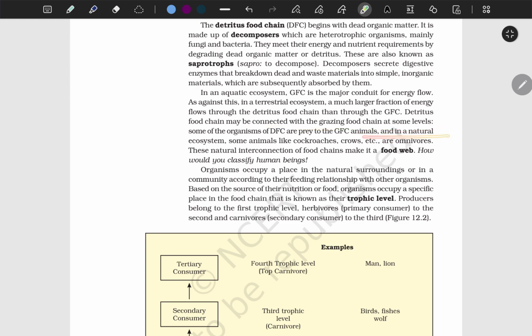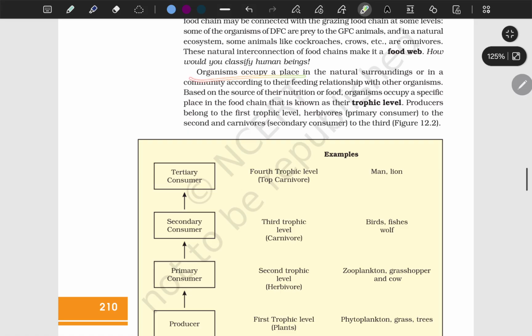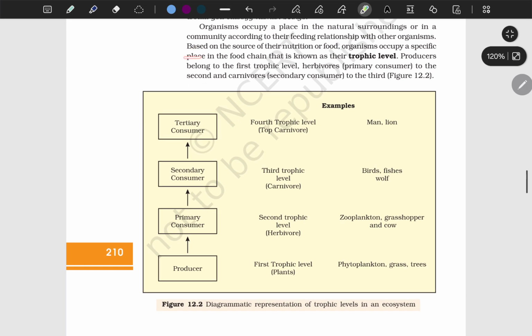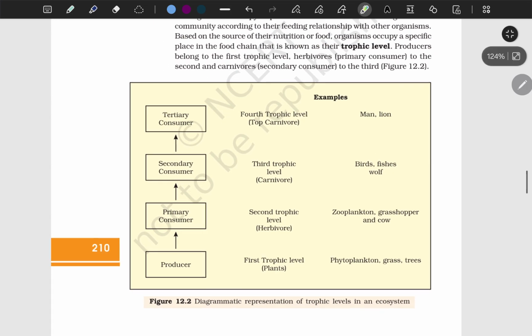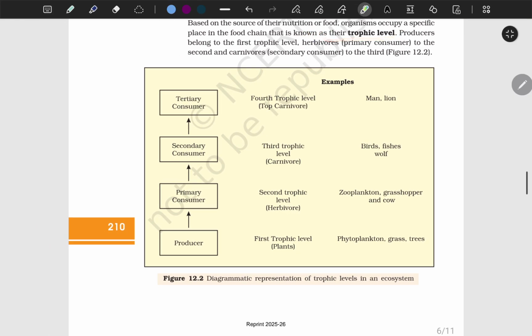And in the natural ecosystem, some animals like cockroaches, crows, etc. are omnivores. These natural connections of food chains make a food web. So organisms occupy a place in the natural surroundings or in the community according to their feeding relationship with the other organisms. Based on the source of their nutrition or food, organisms occupy a specific place in the food chain that is known as the trophic level.